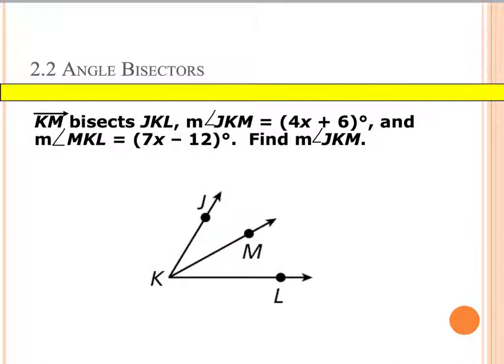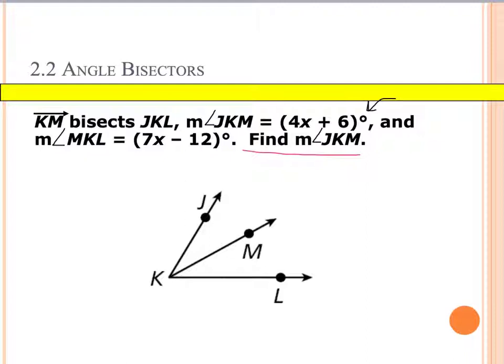Last one. We have this last one. I want you to try this one on your own. It says KM bisects JKL. The measure of JKM is 4x plus 6. And that's a degree symbol on the outside, not to the power of 0. It's a degree symbol. And the measure of angle MKL is equal to 7x minus 12. Again, with the degree symbol on the outside. It says find the measure of JKM. I want you to give this one a shot. Make sure you are finding what they're asking for, finding the measure of JKM. Try this now.